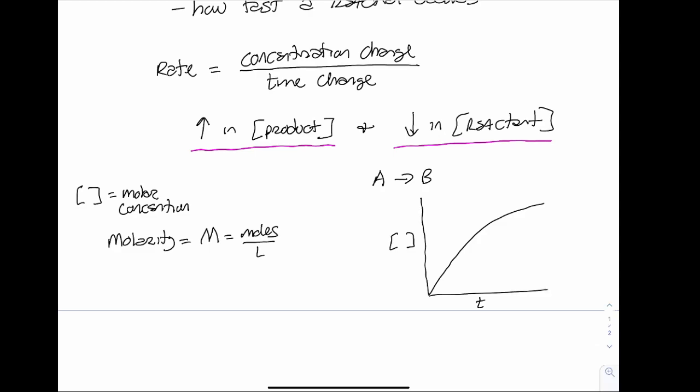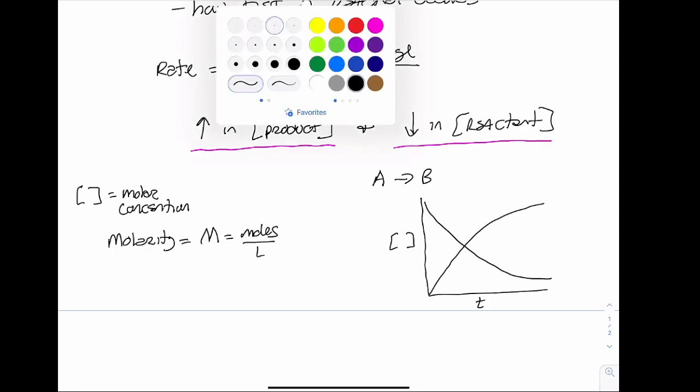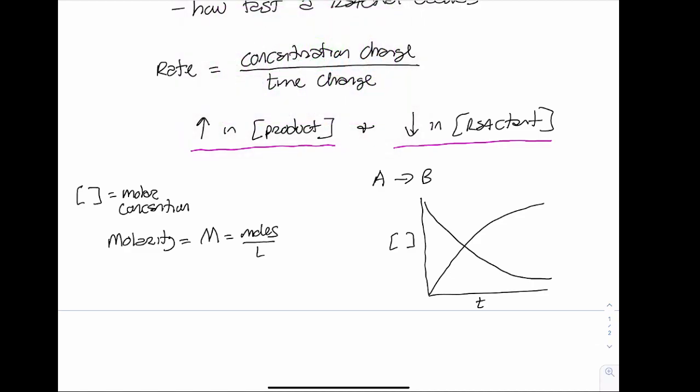When I'm on eraser, I'm going to erase, so that concentration is going to go down. So this one would be for A, right? We're starting out up here. As time proceeds, I have less and less and less of it.